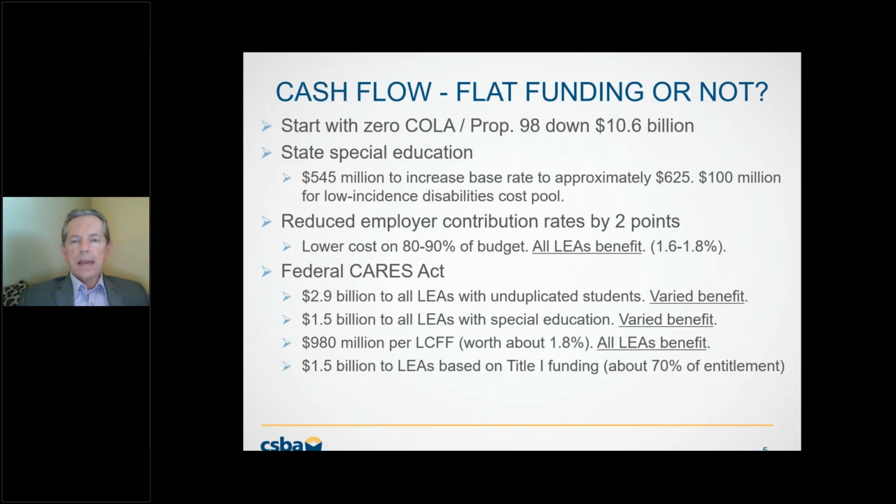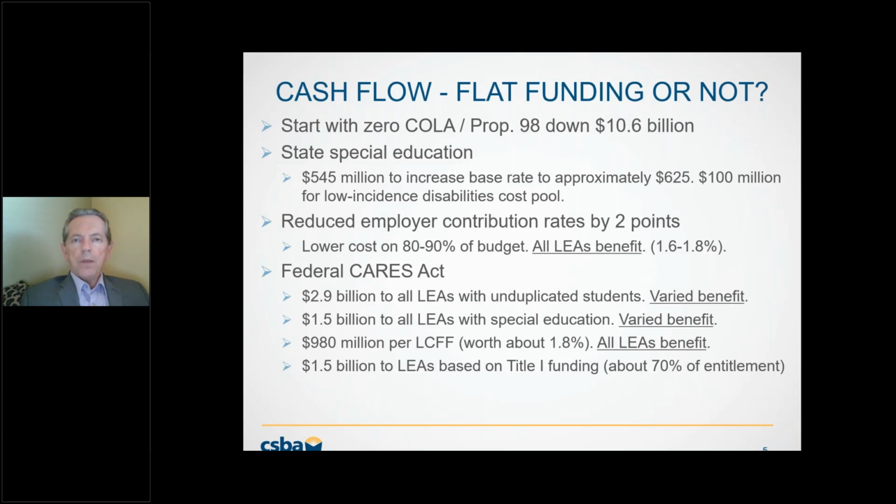The reason why that was done that way is, one, it puts it out toward the formula so that LEAs can all benefit from it. The second thing is, the reason why it's kept out of the LCFF is because this is federal money. It is one-time money, and so it doesn't make sense to put that in the ongoing LCFF. So it was the safe way to do this. Again, this is worth about 1.8%, on average, depending on what your unduplicated count is. But again, this gives you an idea of where some cash might be in your budgets this year.